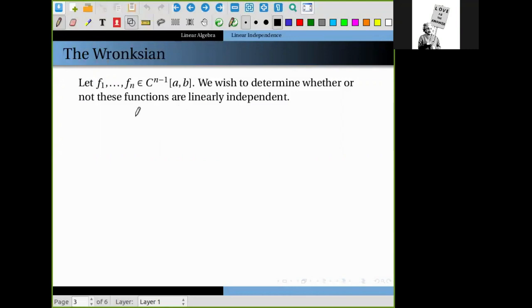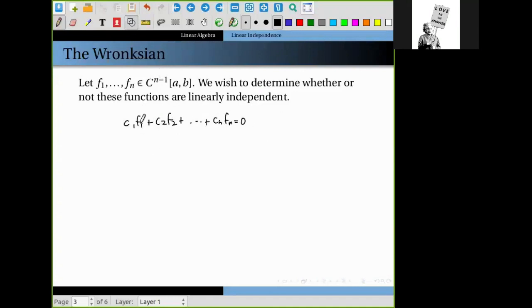You'll remember that the defining relation for linear independence is that a linear combination, c1 f1 + c2 f2, etc., up to cn fn, if this linear combination equals 0, so if we add these functions up and get 0, then for these functions to be linearly independent, the only way to do this is if the unknown constants, c1, c2 up to cn, are all 0. In this scenario, the vectors are the functions f1 through fn, and each of these functions has at least n-1 derivatives.